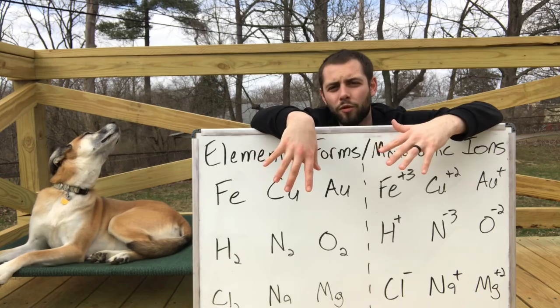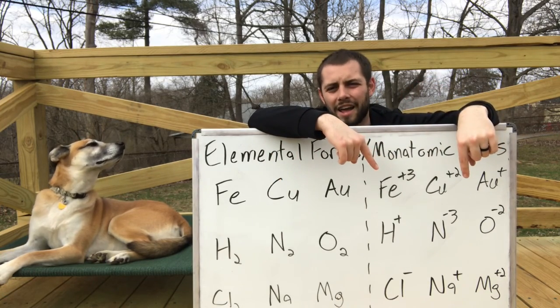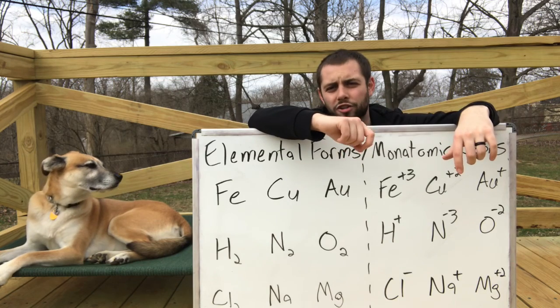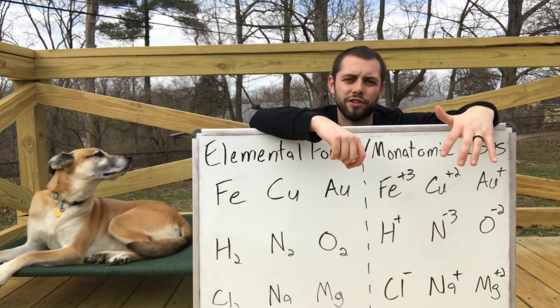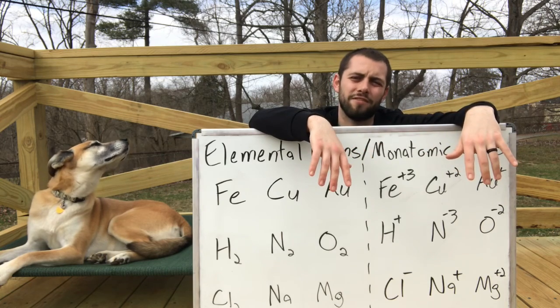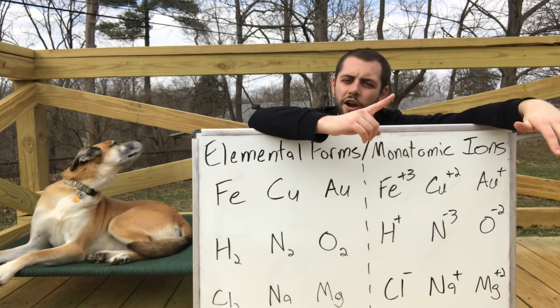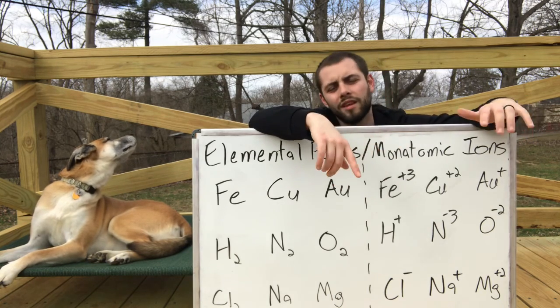So for the elemental form, 0 every time. For monatomic ions, the charge is going to be the same as the oxidation state, or we can say that it'll be the common oxidation state for that element. And then the variable charges have variable oxidation states.